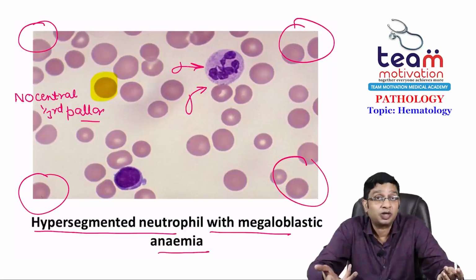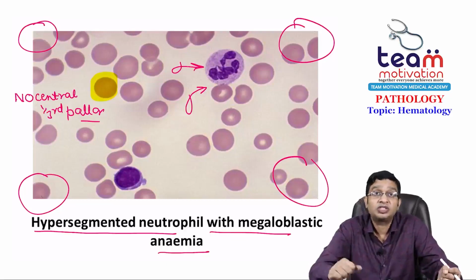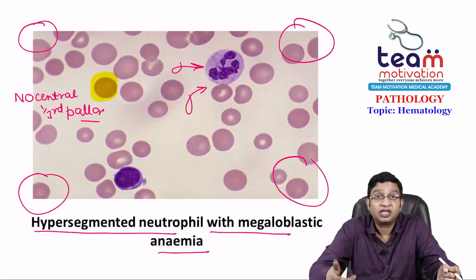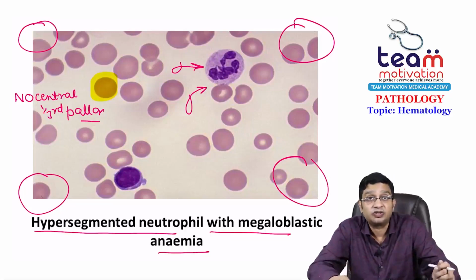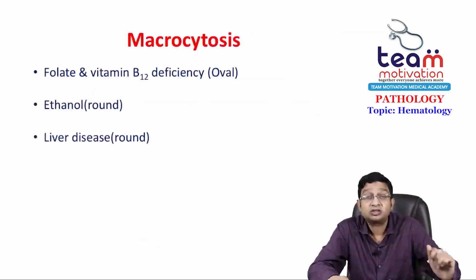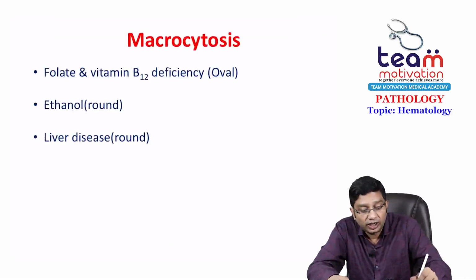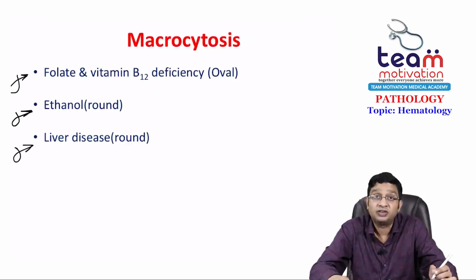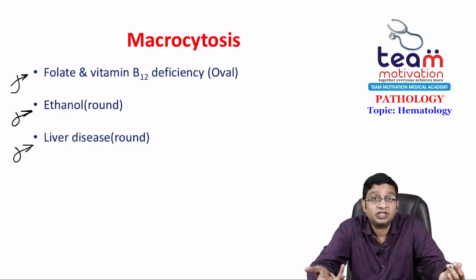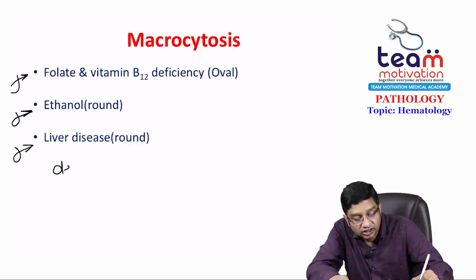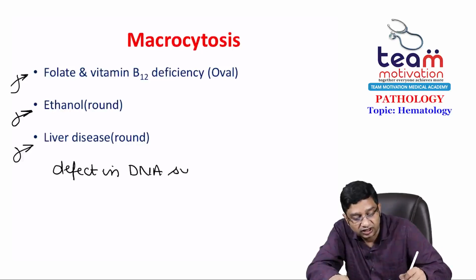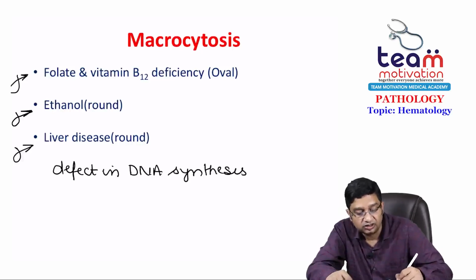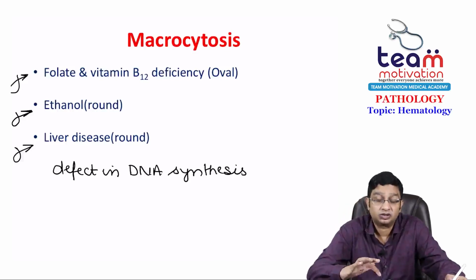And here you can see the macrocytosis. All those causes which can cause megaloblastic anemia will show macrocytosis. So macrocytosis can be seen particularly in vitamin B12 and folic acid deficiency. You can also see it in alcohol poisoning and in liver disease. Apart from this, it is a general feature of anything which causes a defect in DNA synthesis. So this is what we call macrocytosis.